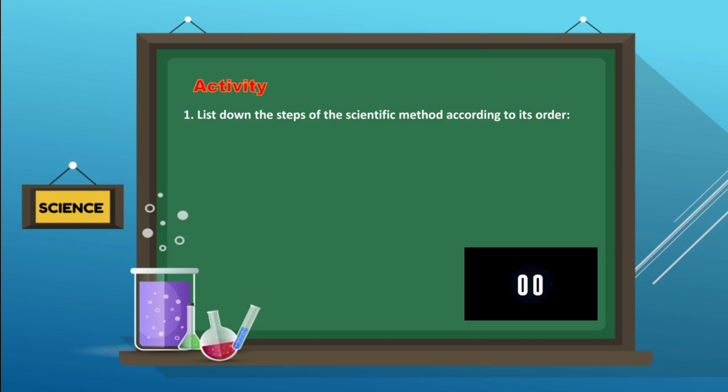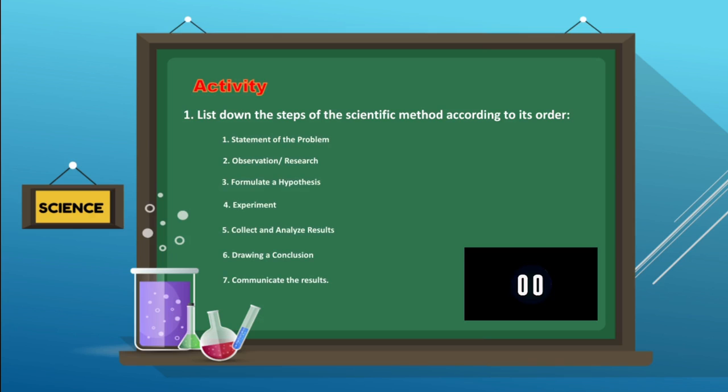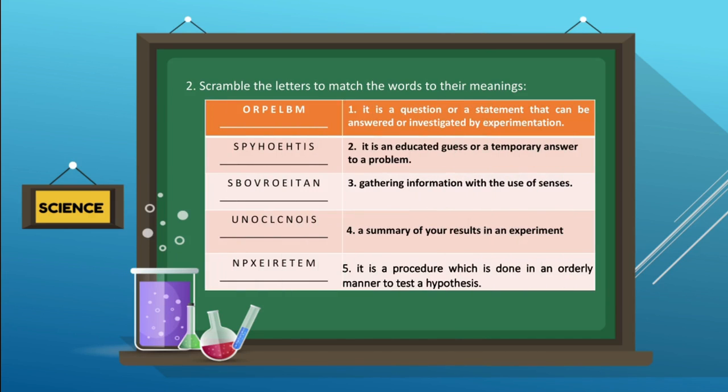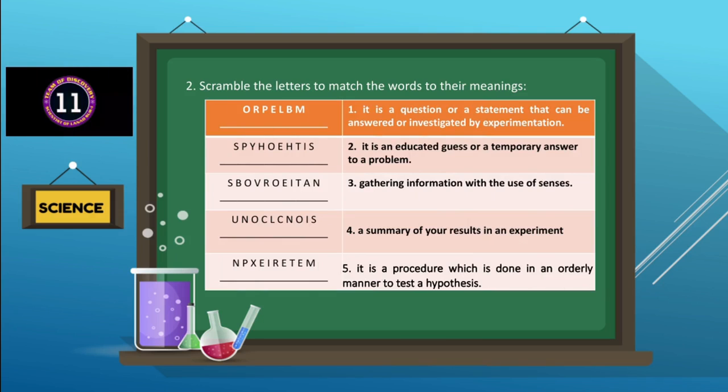Time is up. And the answer for this is... And now, if your answer is the same as this, then congratulations! And now, let us proceed to activity number 2. In this activity, you are going to scramble the letters to match the words to their meanings. And you are given 10 seconds to answer this. Your time starts now.